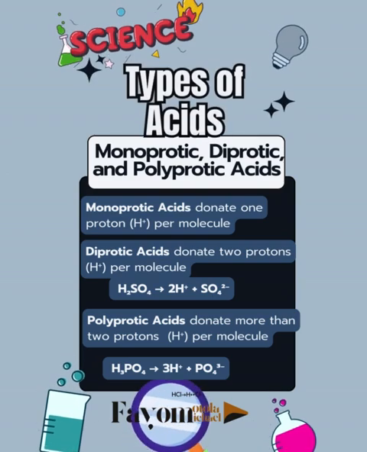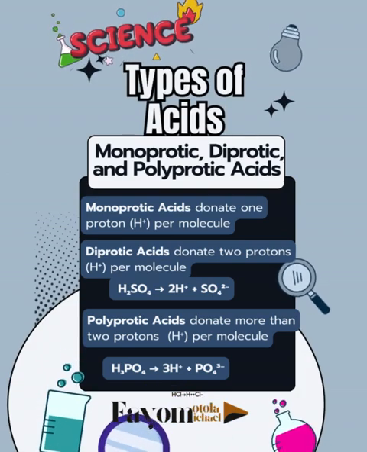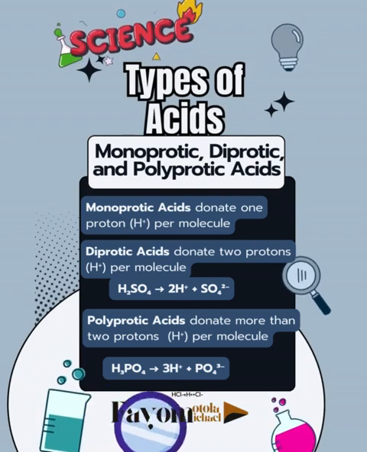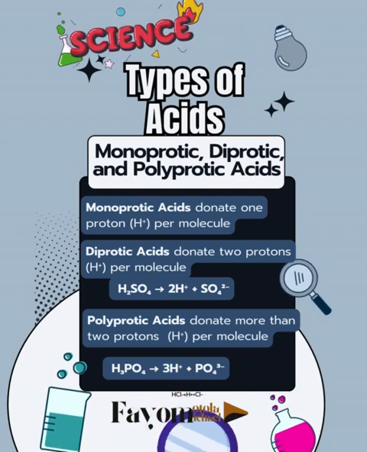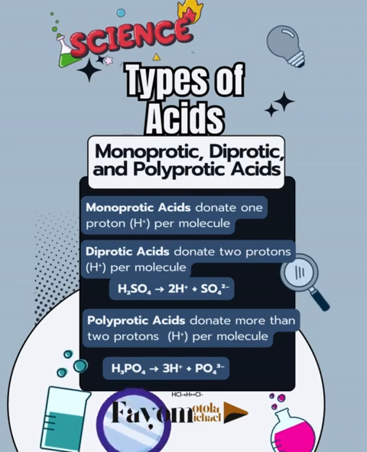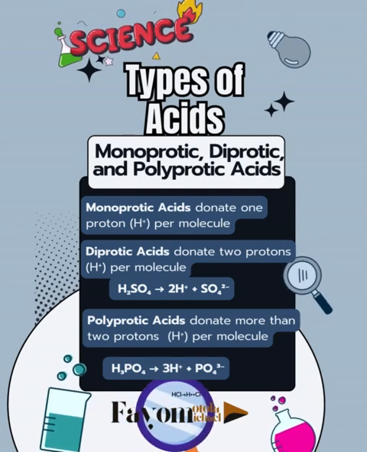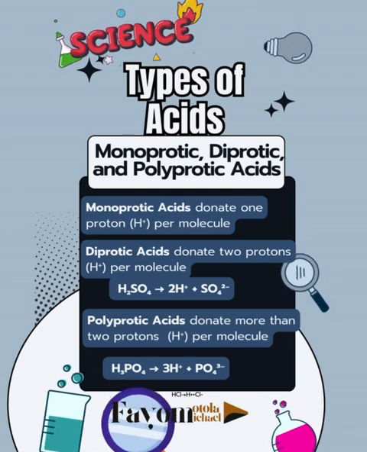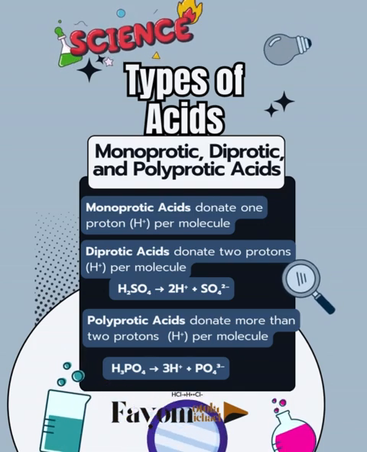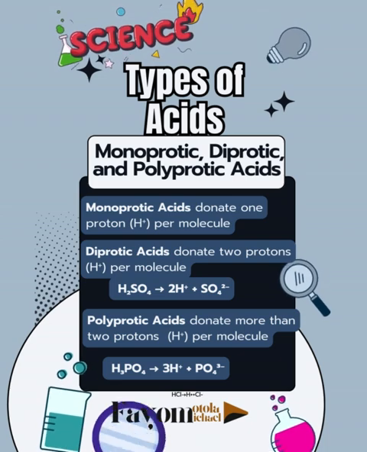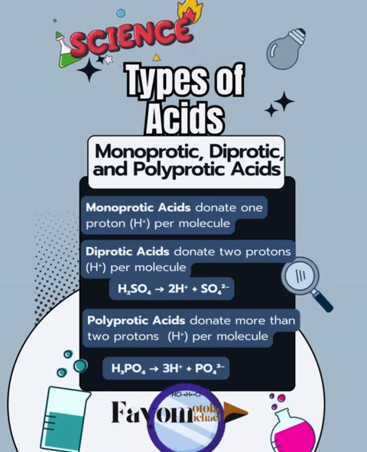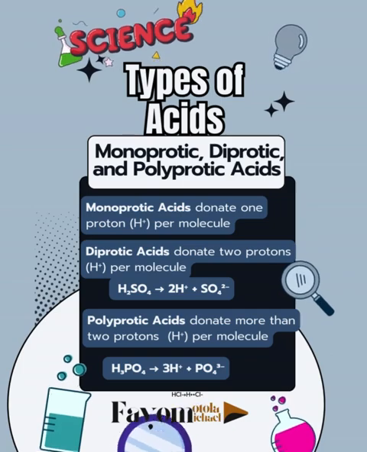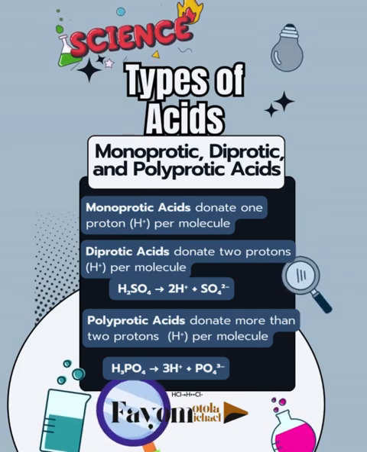Acid can also be categorized as monoprotic, diprotic, and polyprotic acids, where monoprotic acids are acids that donate one proton per molecule. Acid in this case has replaceable hydrogen. So in the case of diprotic acids, these are acids that donate 2 protons. That's in the case of H2SO4. Polyprotic can donate more than 2 protons, for example, phosphoric acid, H3PO4.